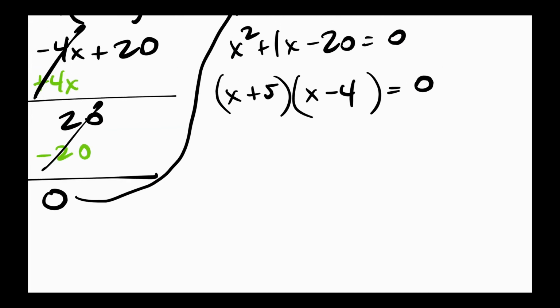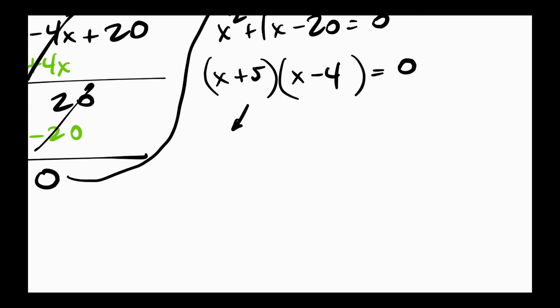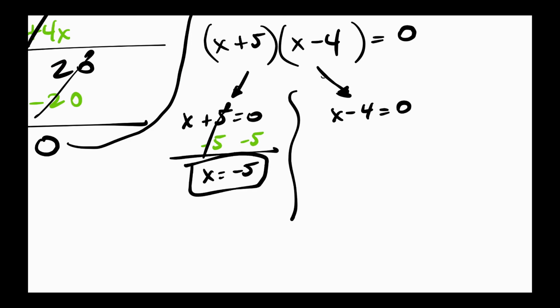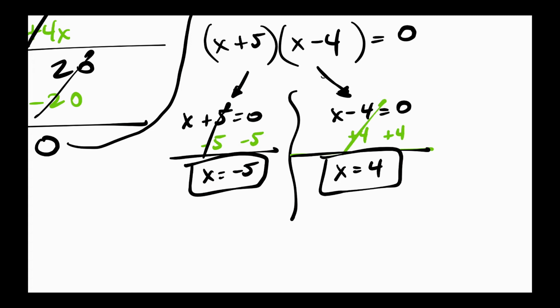Well, you then separate those, x plus 5 and x minus 4, each equal to their own 0. Set them equal to 0 on their own, right? So I get two answers, just like I said from the beginning. Subtract 5 from both sides. I get -5 as one of my answers, and I get +4 as the other answer.